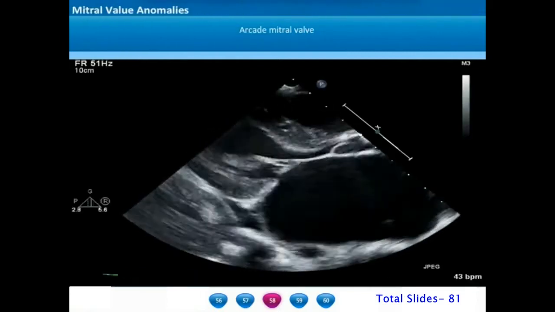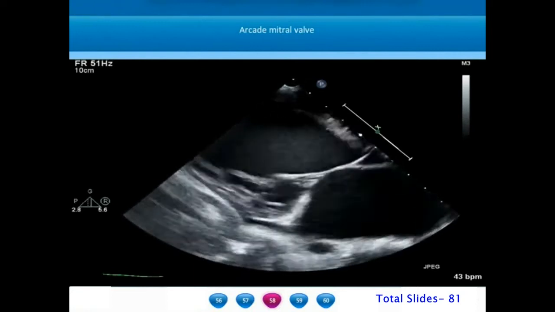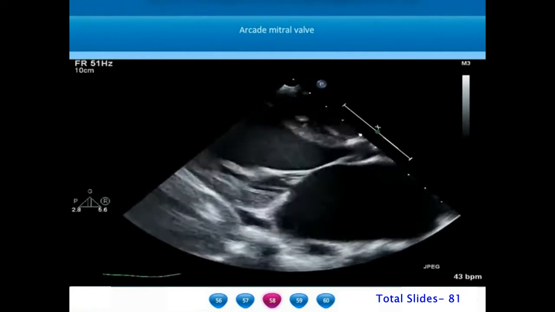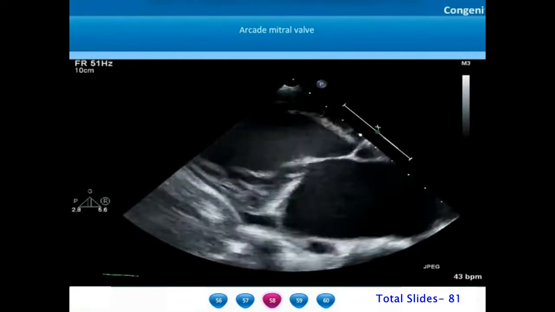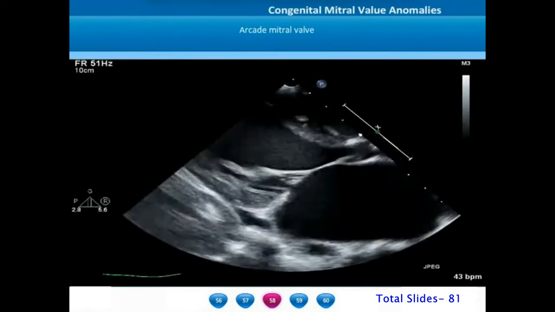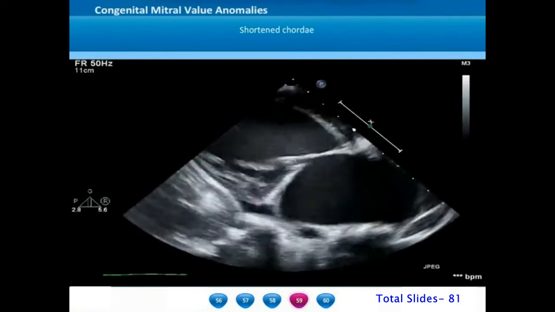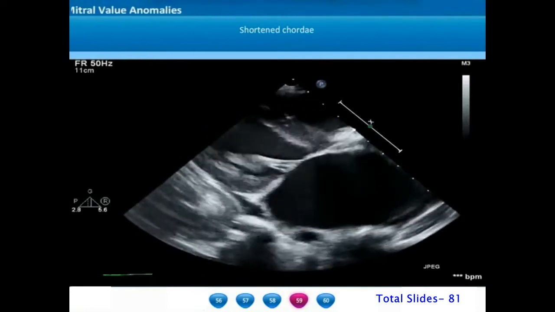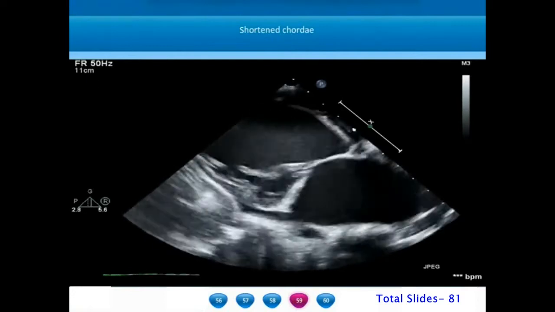We can appreciate the shortened thickened papillary apparatus and the chordal structures getting inserted onto the ventricular surface of the anterior mitral leaflet also. The shortened thickened chordal apparatus as a part of this mitral valve arcade are well appreciated on this parasternal long axis view.